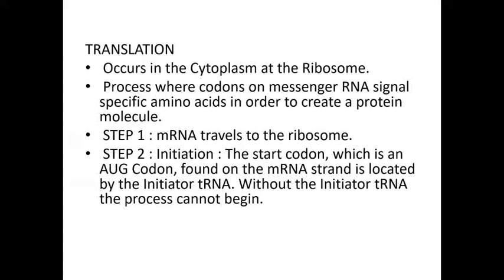How will the process initiate? There will be a start codon, which is called AUG. The AUG codon is called the start codon. That is normally found in the mRNA strand, and it will be initiated by the tRNA. Without the initiator tRNA, the process cannot begin. So that initiating process is done with the tRNA.